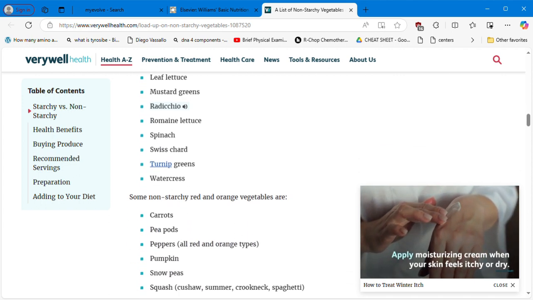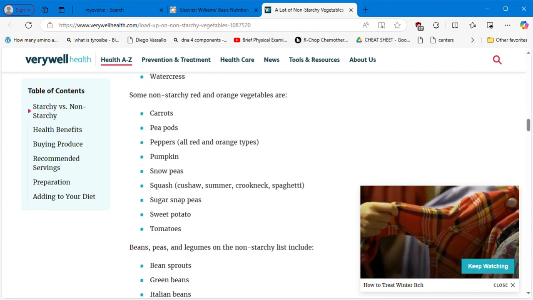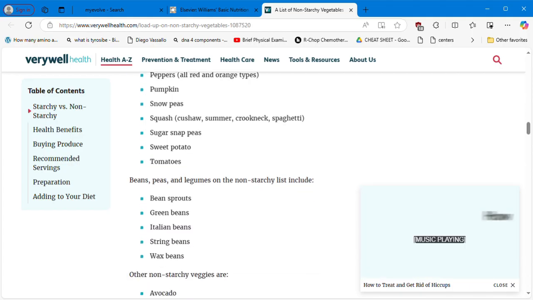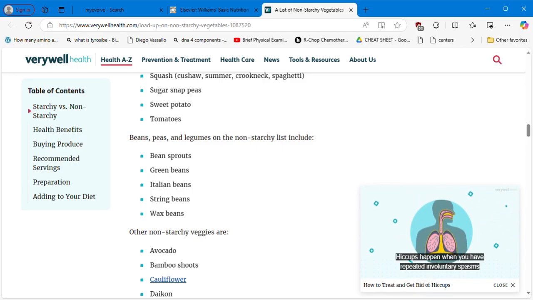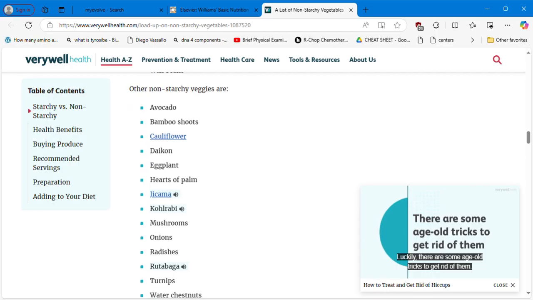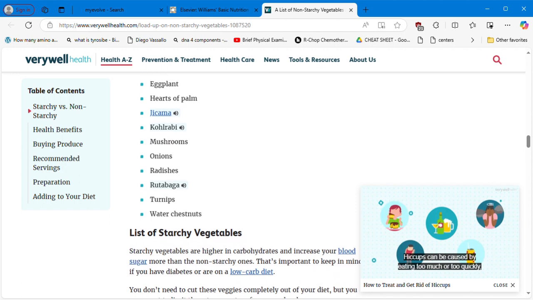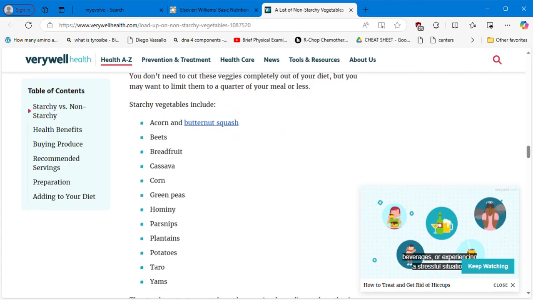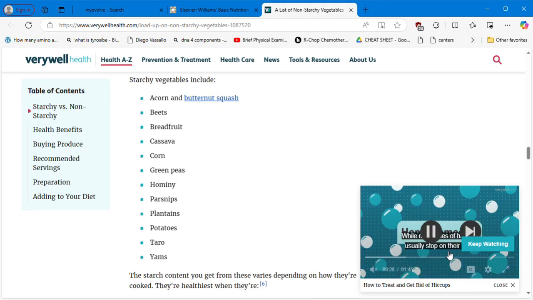Spinach, and some non-starchy red and orange vegetables are your carrots, your pumpkins, snow peas, your sweet potato is non-starchy, and tomatoes. Beans, peas, and legumes on the non-starchy list include bean sprouts, green beans, Italian wax beans, other non-starchy, avocado, basically most of the vegetables, right? Your onions, water chestnuts, mushrooms. Now, I think it's better to try to memorize the starchy vegetables, because the non-starchy are too many, right?